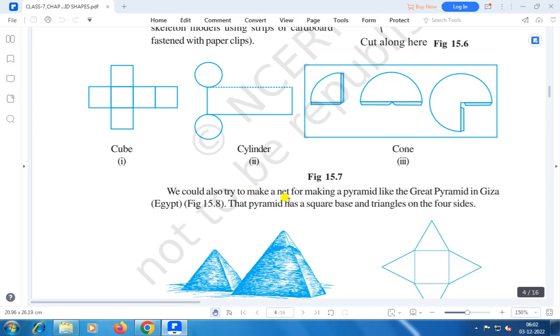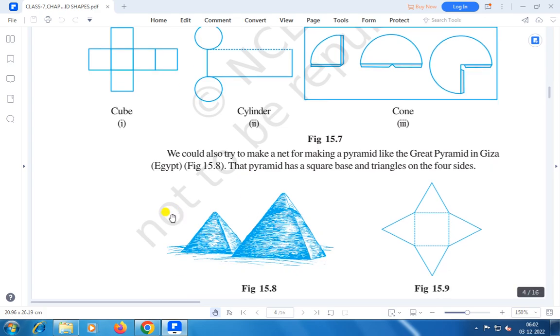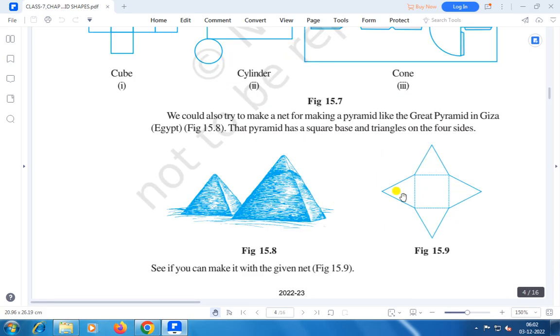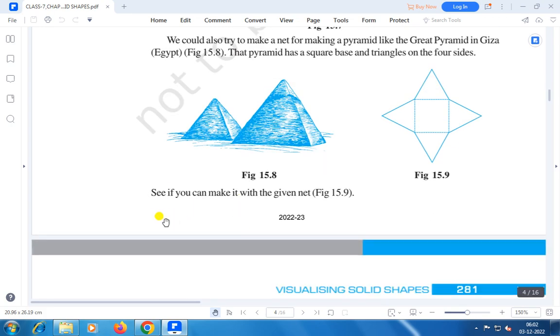We could also try to make a net for making a pyramid like the Great Pyramid in Giza, Egypt. That pyramid has a square base and triangles on the four sides like this. This is the square and there are four triangles that make a pyramid. See if you can make it with the given net. Yes, with this net you can make a pyramid.